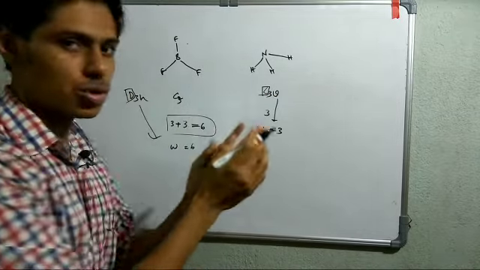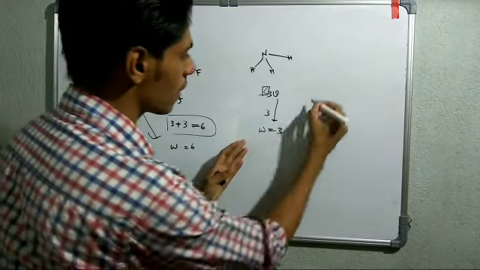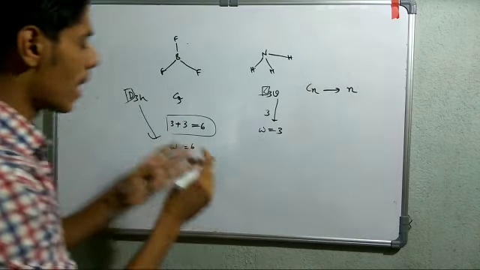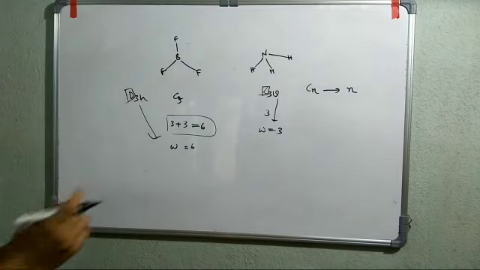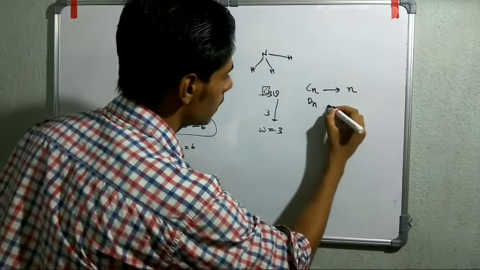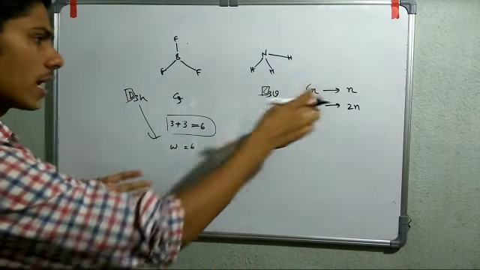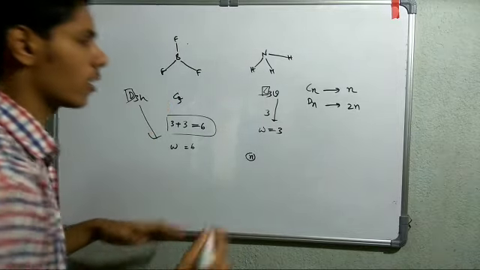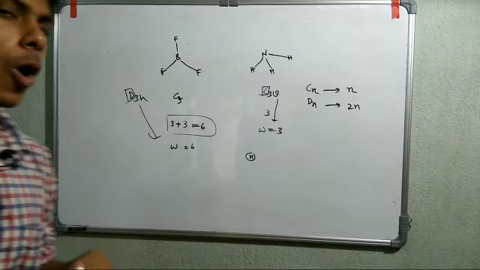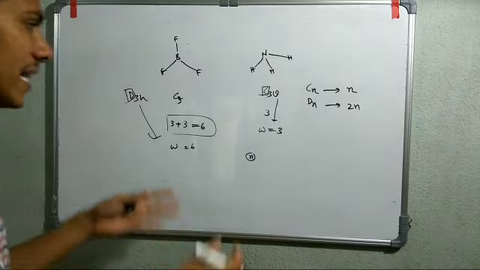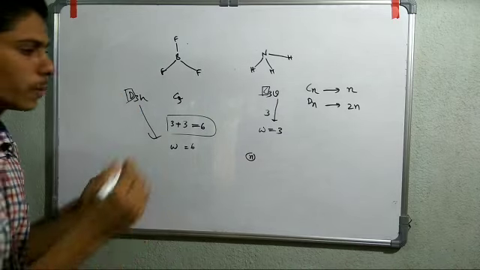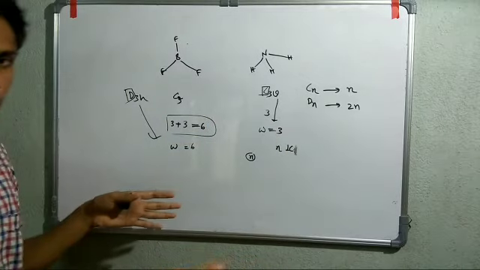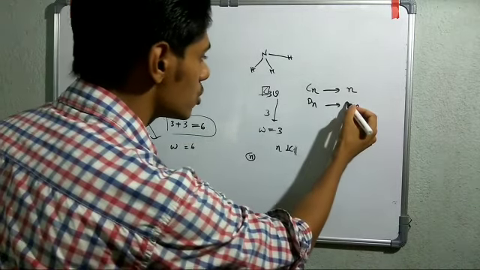Okay, so if a molecule belongs to a Cn point group, then the symmetry number will be the same as the value of n. That is, for a Cn point group, the symmetry number is n. But if a molecule belongs to a Dn point group, then the symmetry number will be 2n. Why? Because for Cn or Dn, every molecule has n different orientations due to the operation of the principal axis of rotation. But in addition to that, a Dn point group has n additional C2 axes, and that gives another n orientations, and for that this factor of 2 comes.